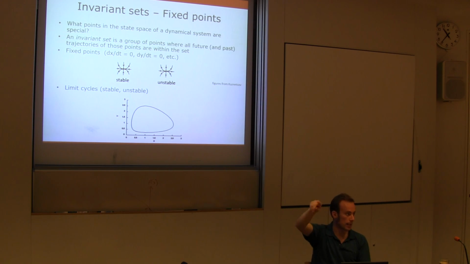You can also have stable and unstable limit cycles, where if you shift yourself off the limit cycle a little bit, and then if you run into the future, your solution will come back onto the stable limit cycle. And in the other way, if you perturb yourself off the limit cycle a little bit, an unstable limit cycle is one where your solution will run away from the limit cycle to the future.